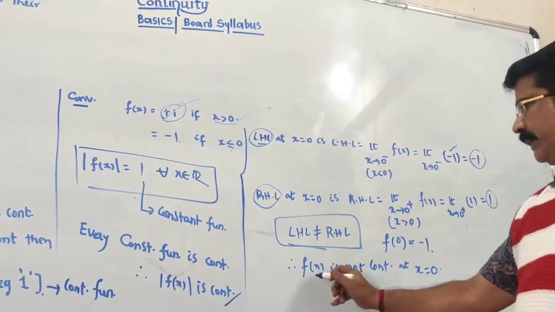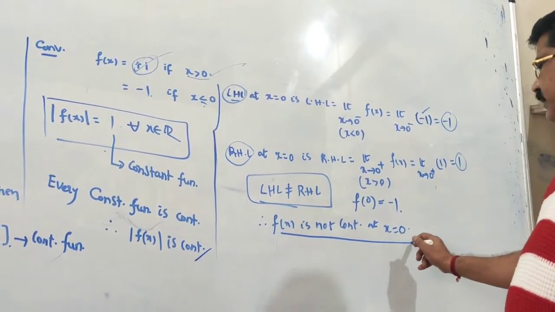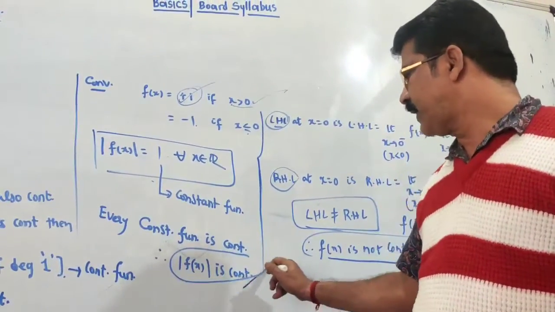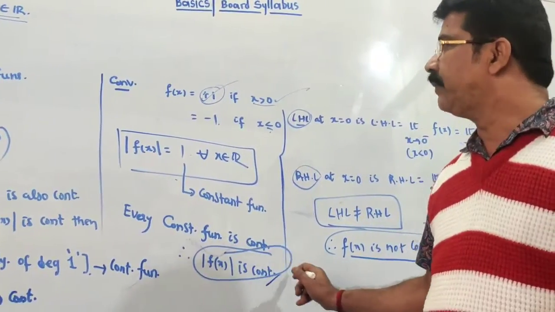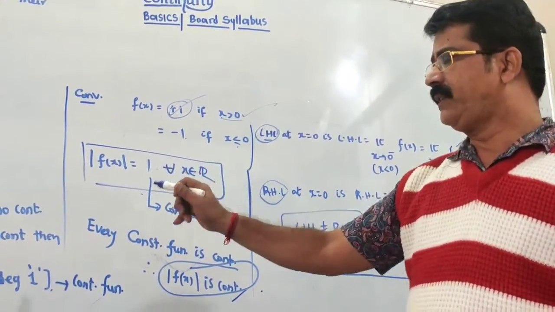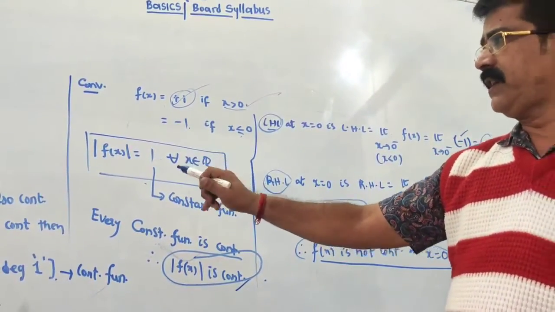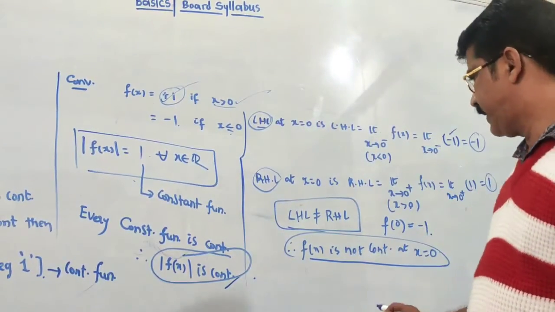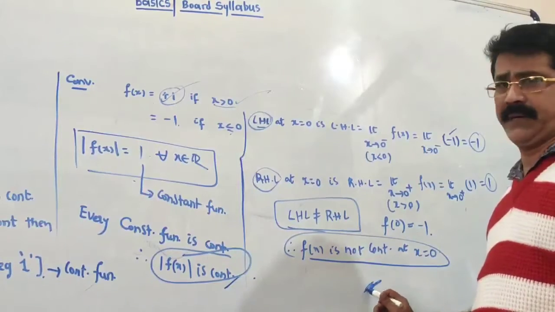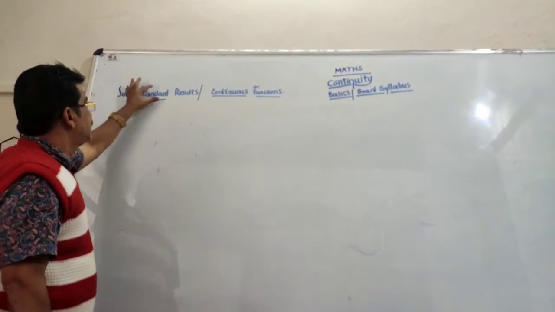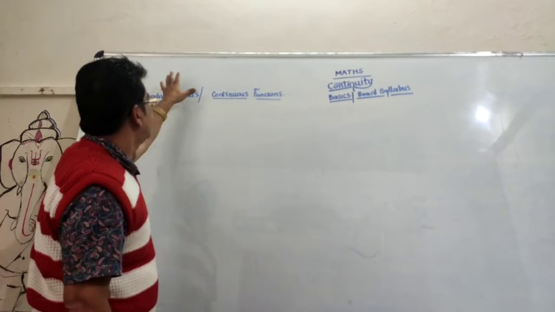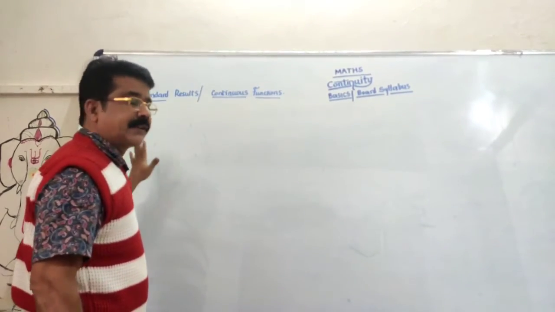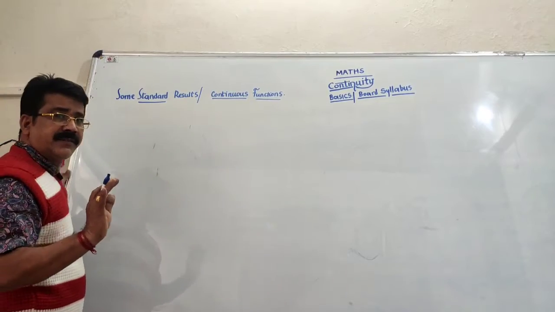So therefore, perhaps f of x is not continuous at x equal to 0, but modulus of f of x is continuous. So even if modulus f of x is continuous, f of x may not be continuous. It is an important theorem or point or statement. Some standard results: some standard continuous functions. We have to learn these functions by heart. These are always continuous functions.